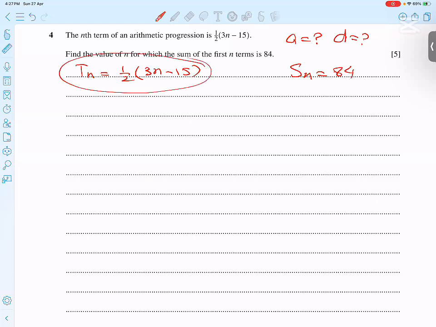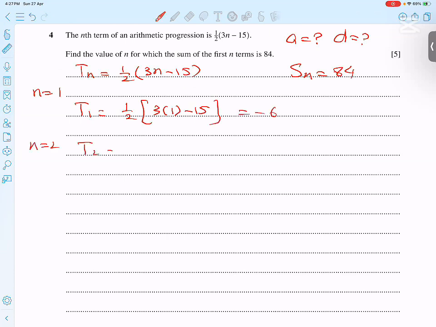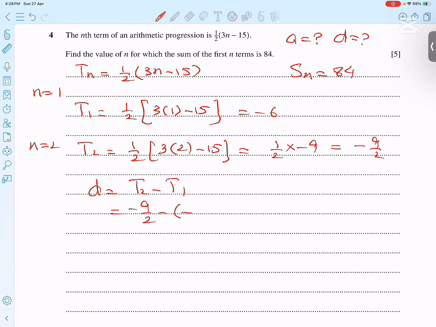So this formula is given. If I replace n equal to 1, it will give me the first term. Every n I'm replacing by 1. So -6, I get it. When I replace n equal to 2, I get the second term. Half times 2, 3 times 2, 2. Half times 2, I got -9 over 2. No need to do further. What is the common difference formula? Second term minus first term. And I'm getting second term is -9 over 2, and first term is this one. And finally, I got 3 by 2. So common difference is clear.